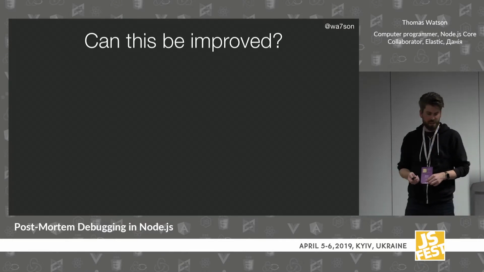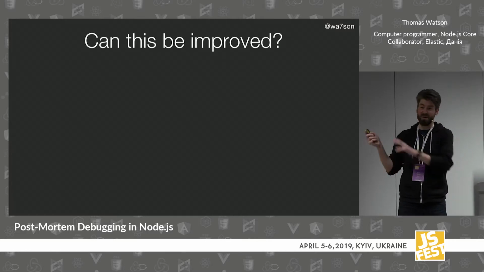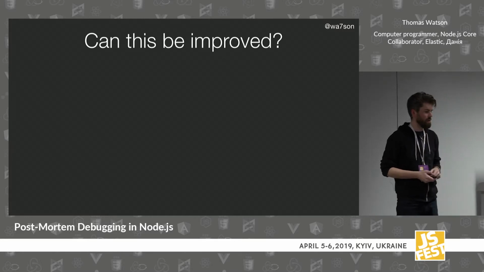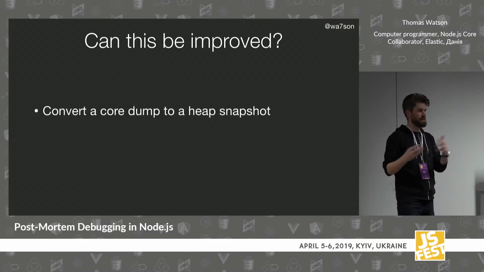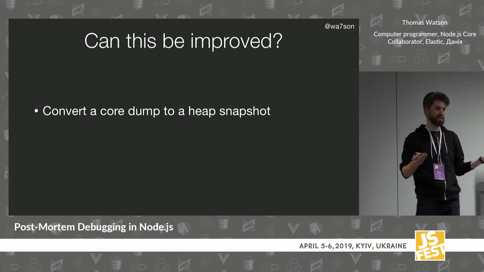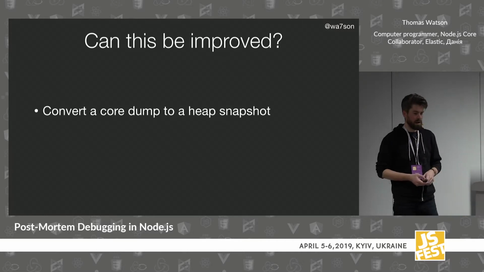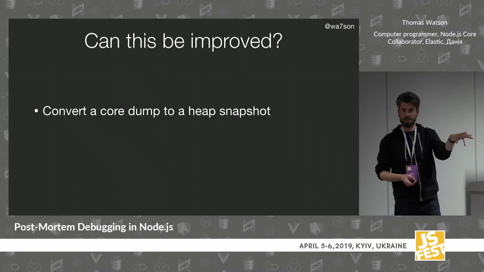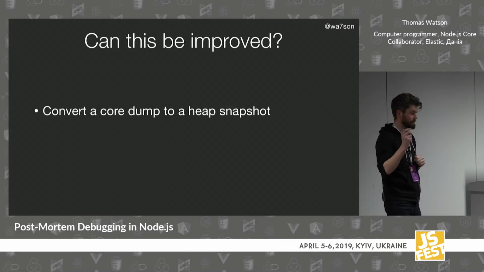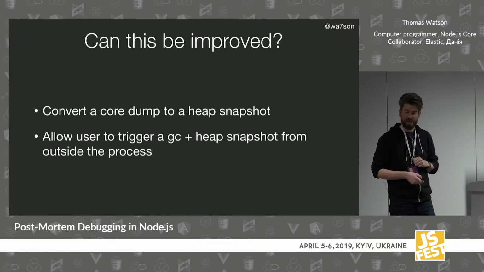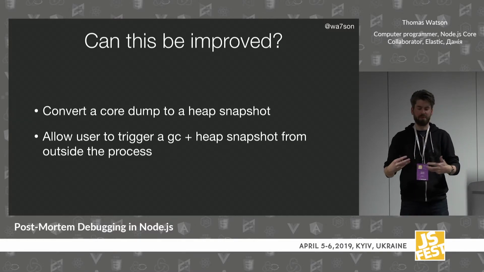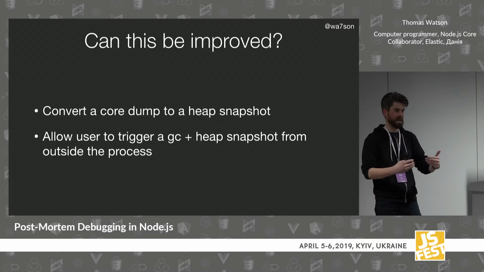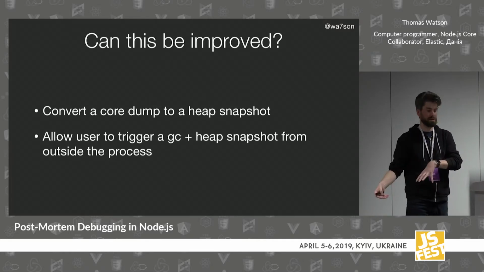So how can this be improved? Because this is obviously a last resort, and it's pretty complicated to do. Well, if we could convert the core dump to a heap snapshot, then we could load it into Chrome DevTools. That's not yet possible, but if any of you want to make a pull request to make that happen, that would be awesome. Alternatively, when we cannot do that, it would be nice if we could tell our application to trigger garbage collection and then make a heap snapshot right after the garbage collection has finished running and write it to disk.